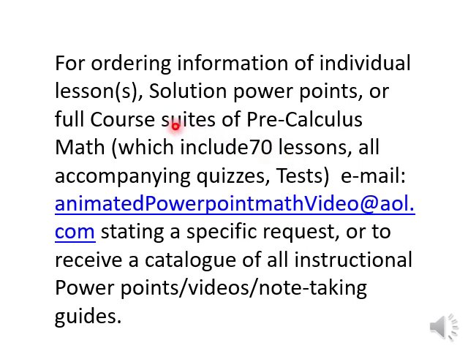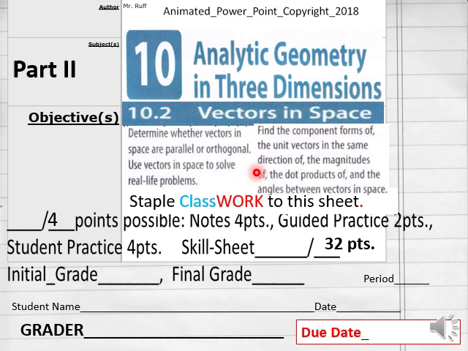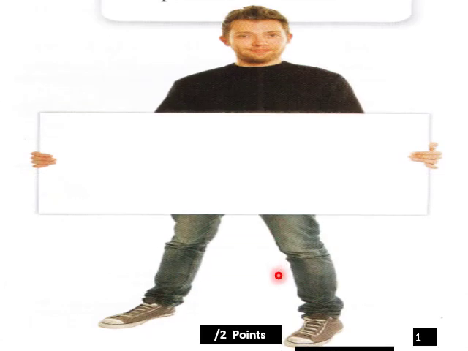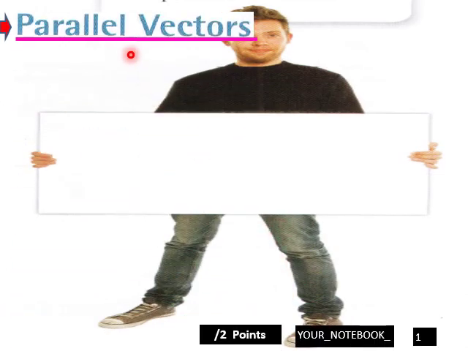Everybody, we're getting ready to do lesson 10.2, part 2, pre-calculus math today. For vectors in space, part 2, you've got 4 points here into your notebook, and 32 points will go on to your classwork sheet, which you should have in front of you. In my classroom: name, date, period. Homeschoolers and onliners, put your due date here. And let's go right into slide 1.